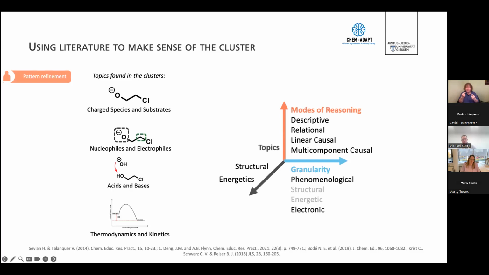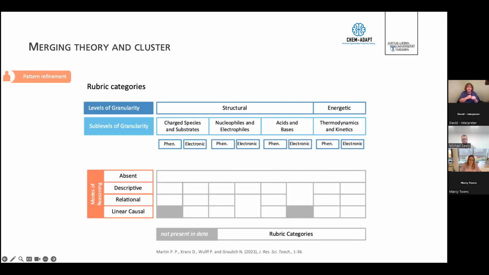And then we used from Alison Flynn and Jackie Dang their description of granularity levels. We used here the categories phenomenological and electronic. Structural and energetic were already covered by the topics that we had. So we had a three-dimensional framework that we needed to combine and put onto the 20 clusters that we had. This is what it looked like at the end.